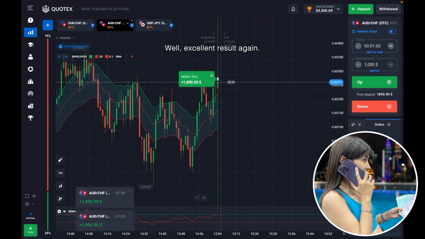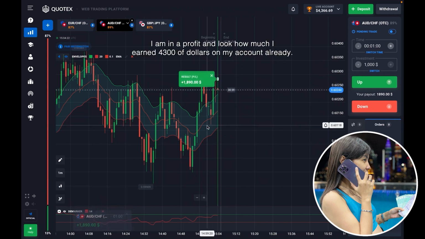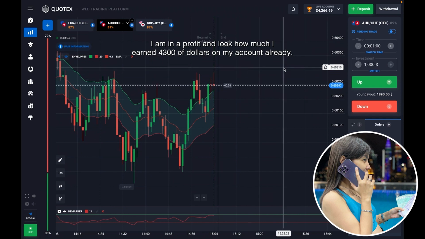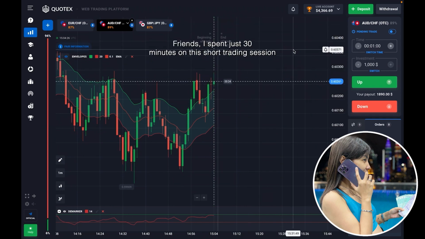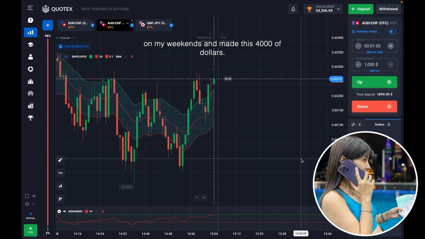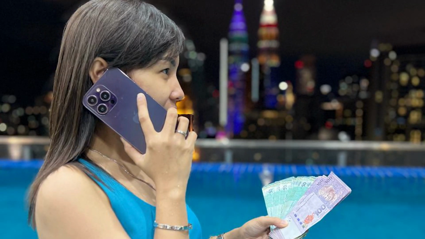So excellent result again, guys. I'm in a profit, and look how much I earned, $4,300 on my account already. So friends, I spent just 30 minutes on this short trading session on my weekends and made this $4,000. I think that everyone can do this if you have desire to earn money.